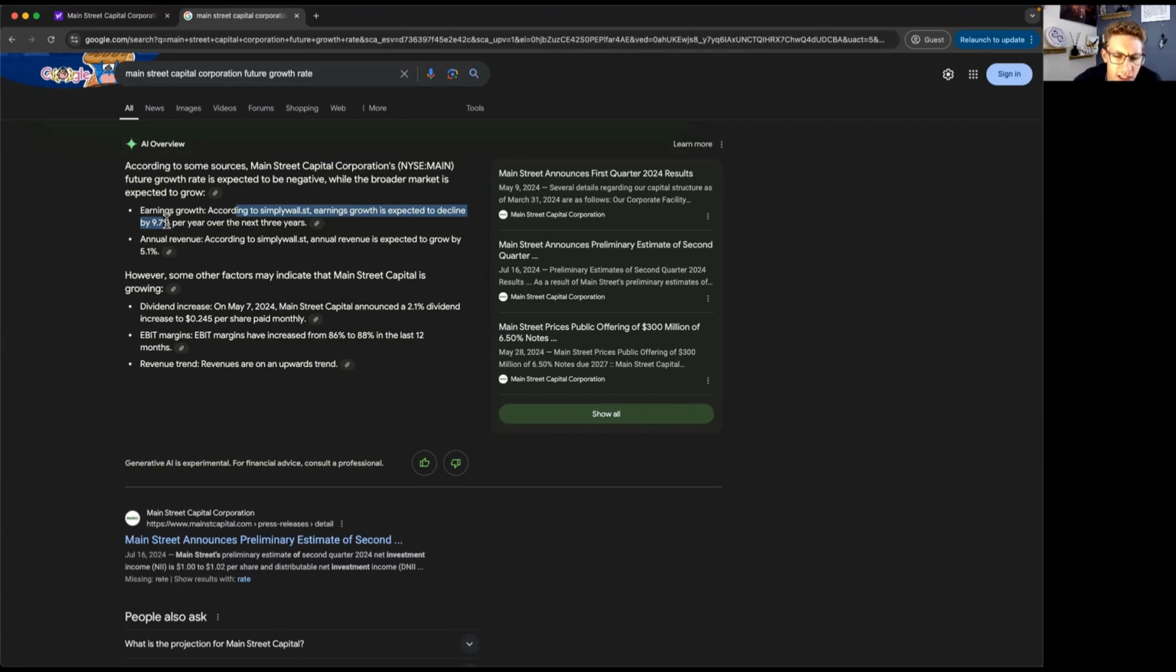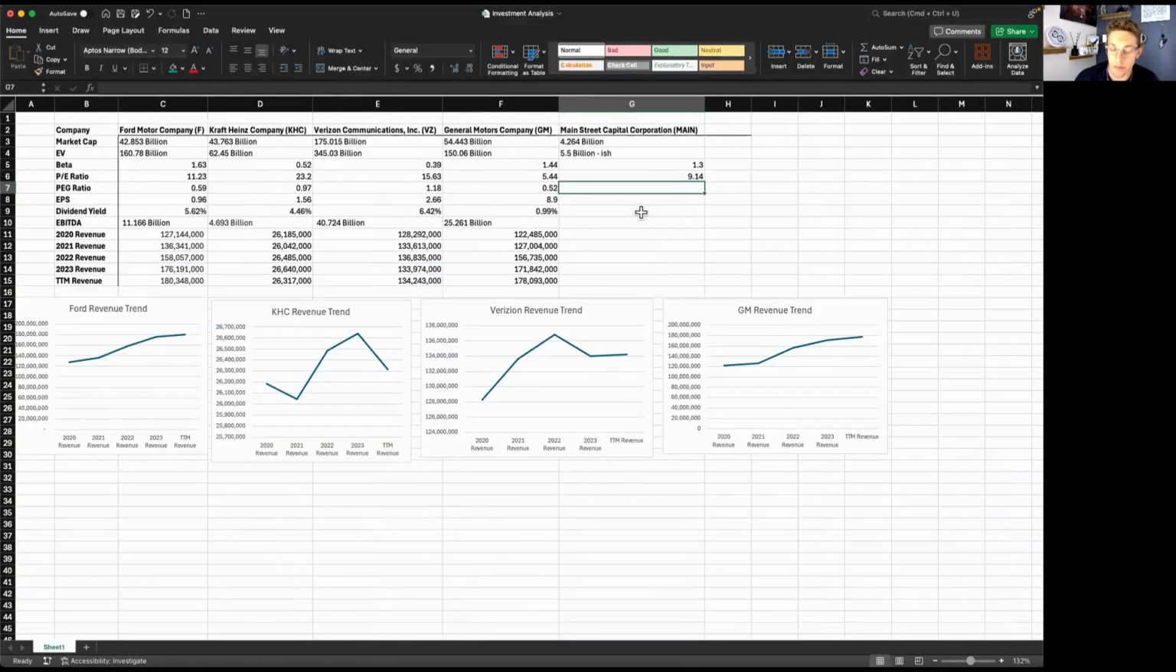Margins. Yeah, I don't know. That's kind of interesting. Revenues are going up. I don't know. Huh. Growth rate is expected to be negative. So that could be the case. But this is saying 5.1% growth rate. So I don't know. That's kind of interesting to see. So I'm gonna put on the PEG ratio, we're gonna put NA.